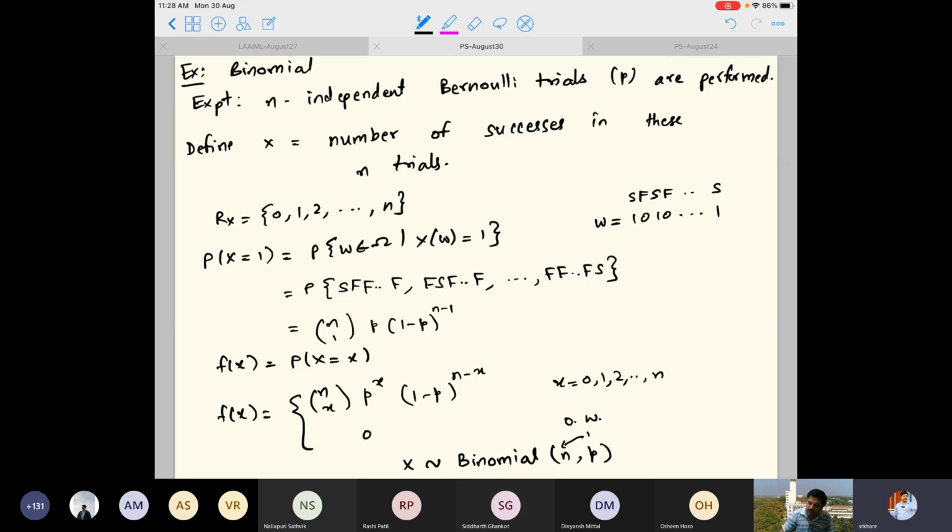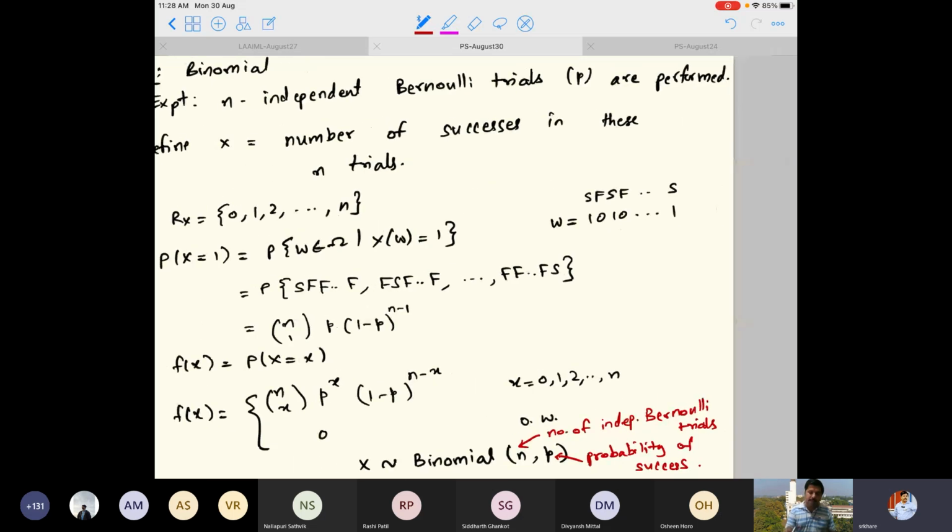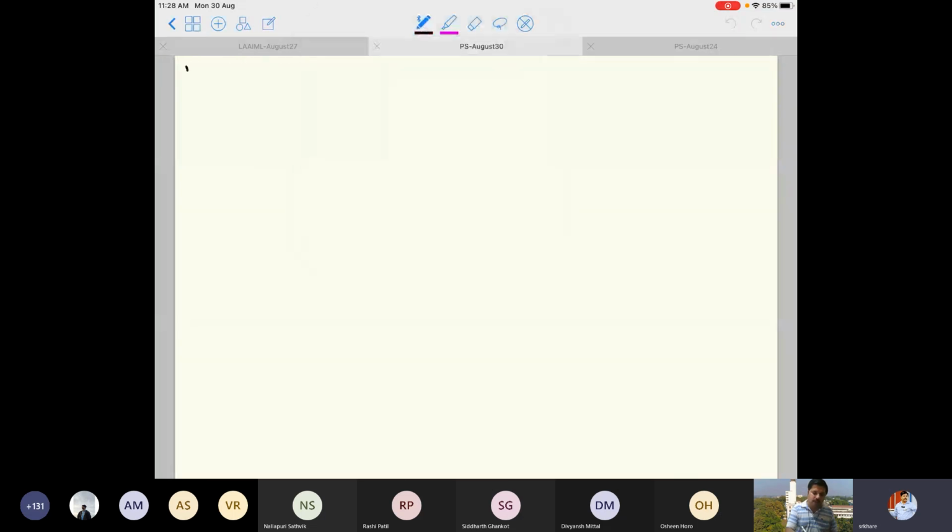So what is n here? n represents the number of independent Bernoulli trials, correct? That's what this n represents. And what does p represent? p represents the probability of success of those independent trials. So this is called a binomial random variable. We'll look at one more example of a random variable before we go further.